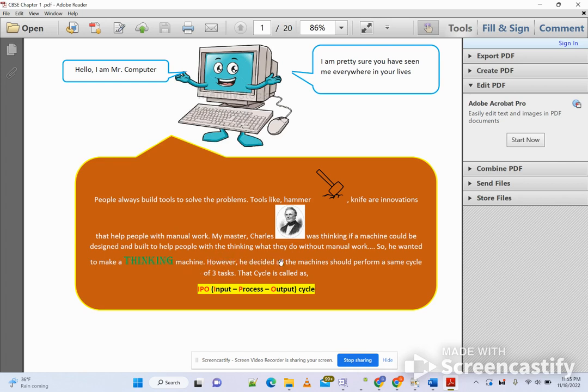However, he decided all machines should perform the same cycle of three tasks. That cycle is called the IPO cycle: input, process, output cycle.